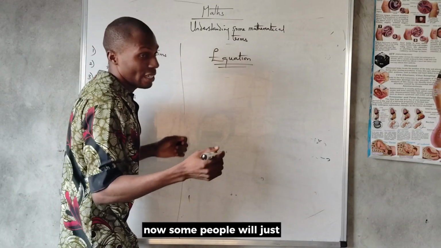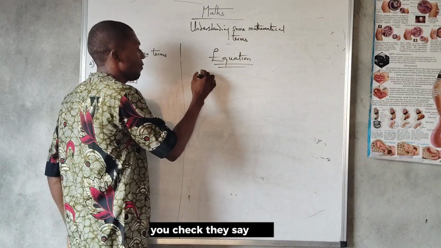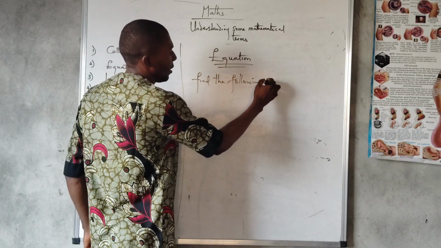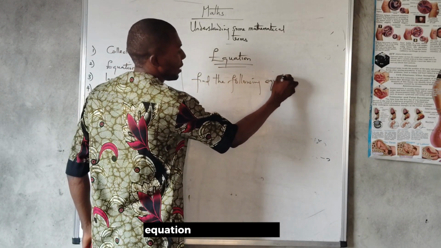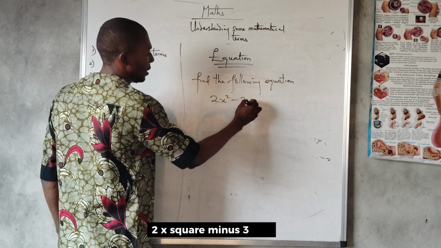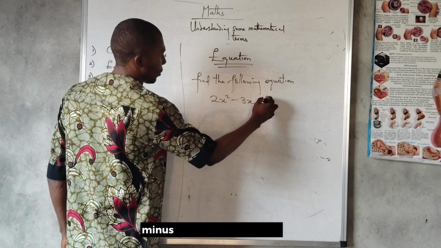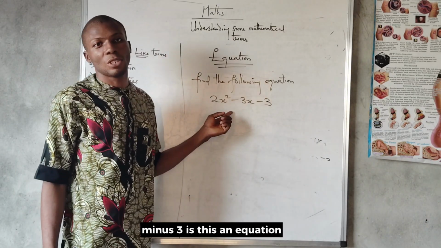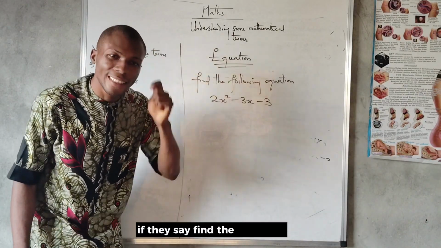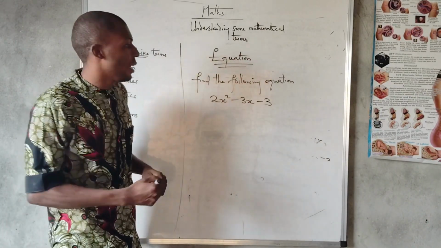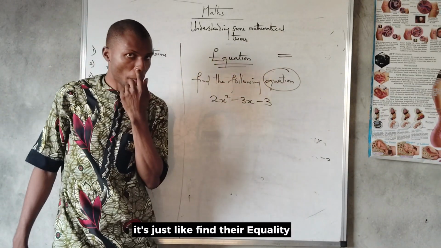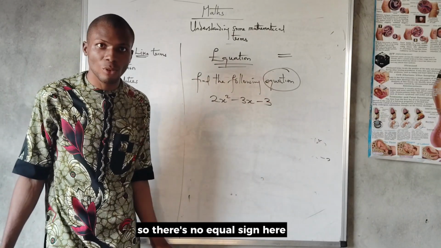Now, if you want to know a question that is wrong, you check. They say find the following equation. And look at what I write: 2x squared minus 3x minus 3. Is this an equation? No, this is not an equation. If they say find the following equation, the meaning of equation just simply means equal to. It's just like find their equality. So there's no equal sign here. So why do you say equation?